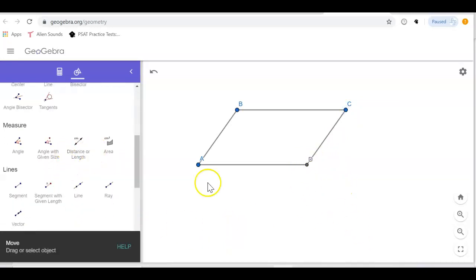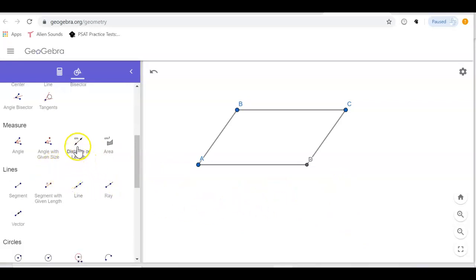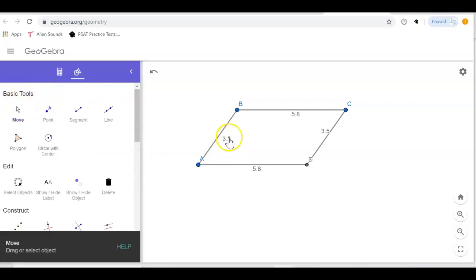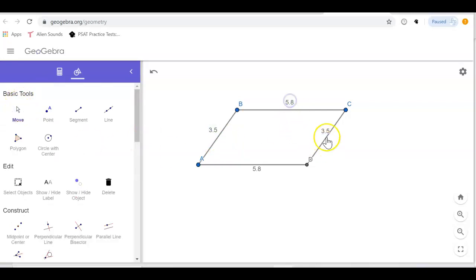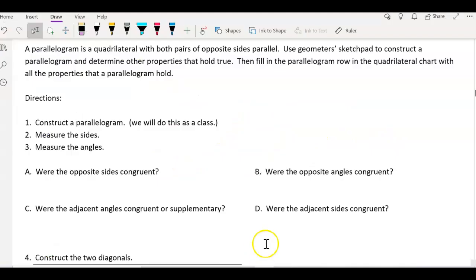So once I have this created, now what I'm going to do is measure the sides. And if you look here, I'm just going to click on each side. And what do we notice here, right? When I measure the sides, what do I notice about the measures of the sides? You should notice that the opposite sides end up being congruent. So when we go here and we measure the sides, were the opposite sides congruent? Yes, they were.